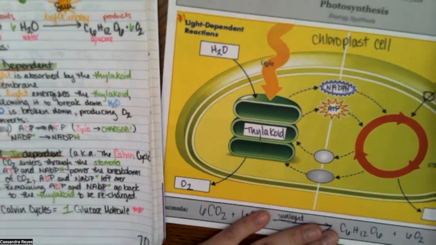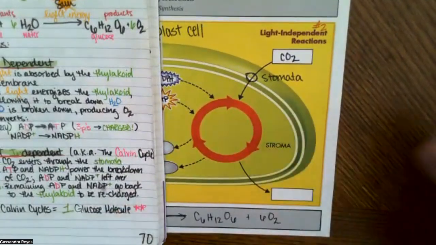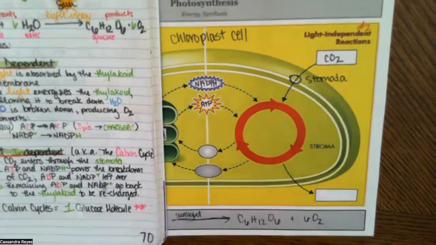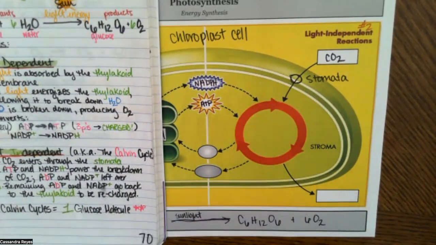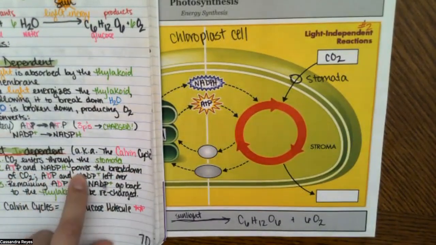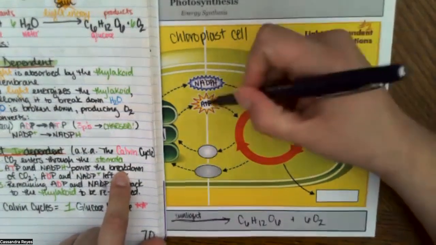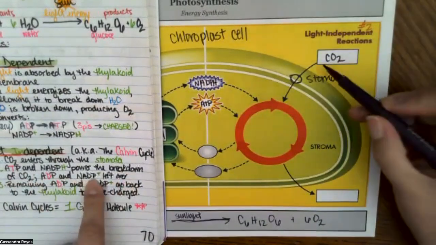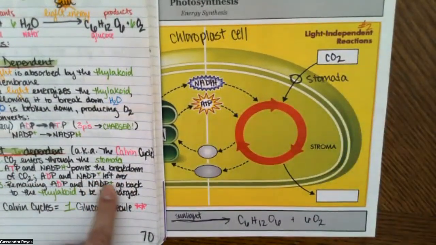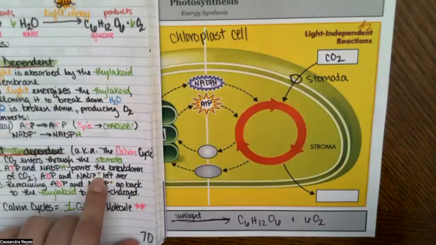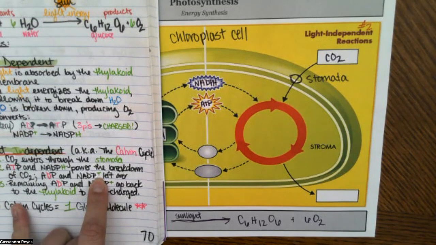So this CO2, let's see if I can leave out the chloroplast. There we go. The CO2 enters the stomata, and what is it now going to do? ATP and NADPH are going to power the breakdown of CO2. So CO2 is getting broken down. ADP and NADP plus are going to be left over. So let's go ahead and add those two to the equation.